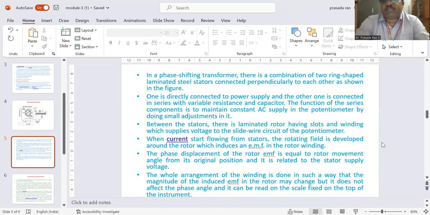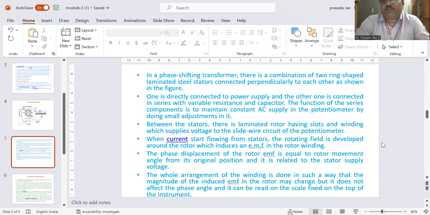Between the stators, there is a laminated rotor having slots and winding, which supplies voltage to the slide wire circuit of the potentiometer. When current starts flowing from the stators, a rotating field is developed around the rotor, which induces an EMF in the rotor winding.